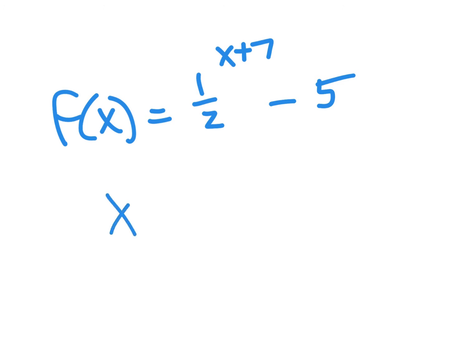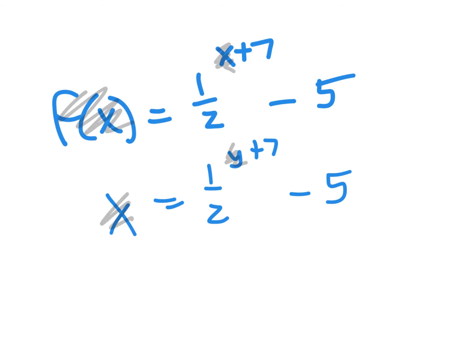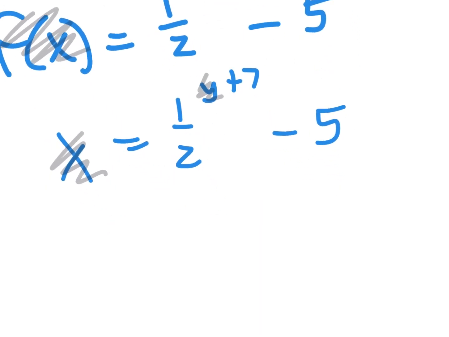Should have been x equals 1/2 to the y plus 7 minus 5. That's me switching x and y. You know, like this: x becomes y, this y becomes x. Okay, now I'm going to add 5 to both sides. x plus 5 equals 1/2 to the y plus 7.